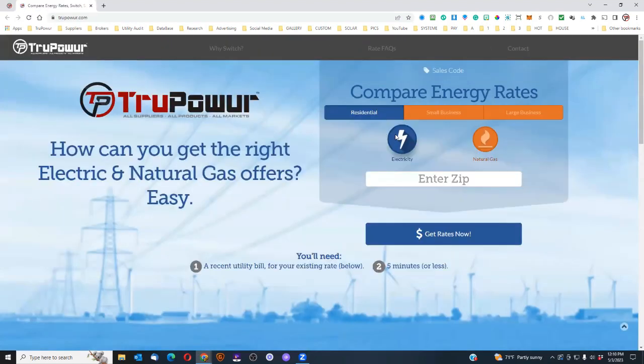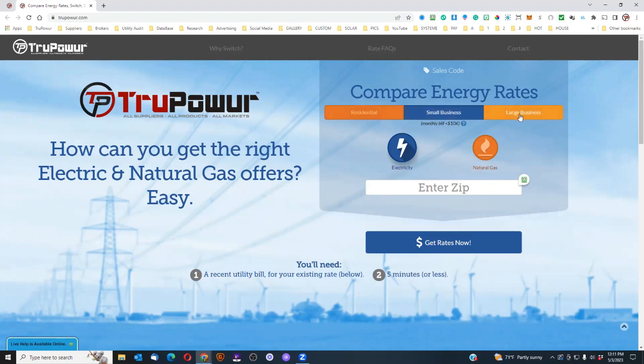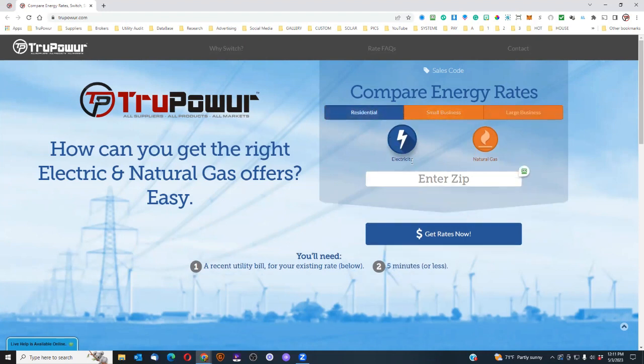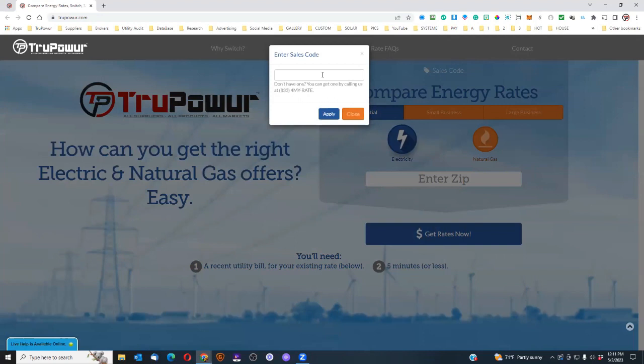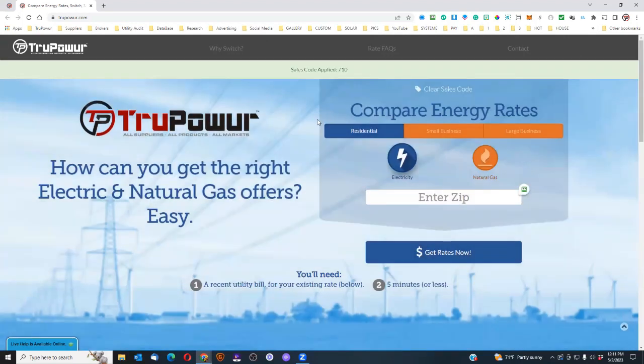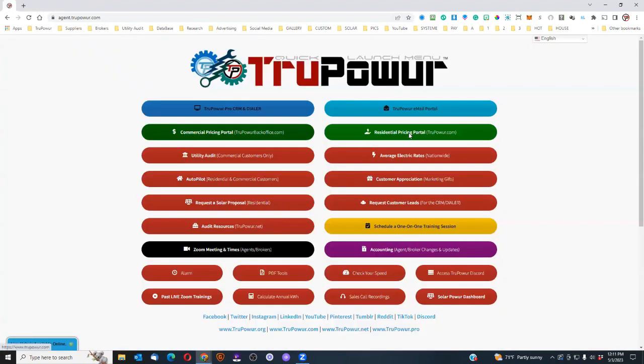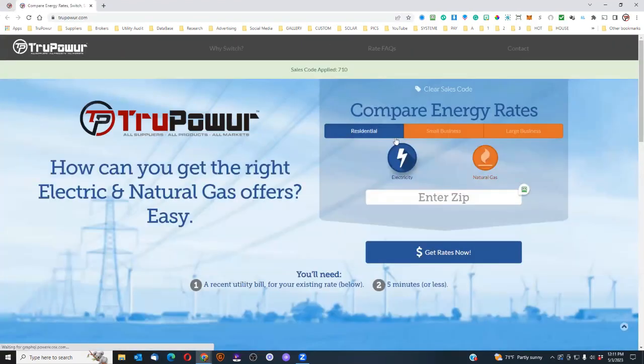So if we look at the residential side or the publicly facing side, you still have access to residential, business, and electric and natural gas. So you do want to make sure that the first time you come in here, you put in your sales code, which is the same as your extension. Once you've done it once, when I go back in there, it will remember and put that in there.